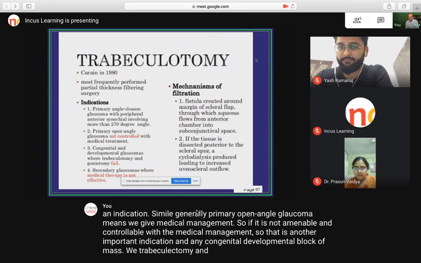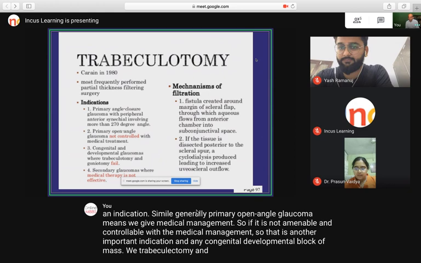Now comes the favorite question. What is the treatment of angle closure glaucoma? Laser. Laser iridotomy. Laser iridotomy, very good. So absolutely, laser iridotomy.